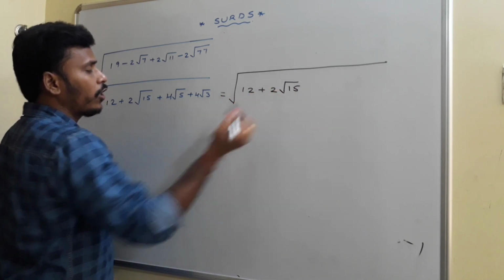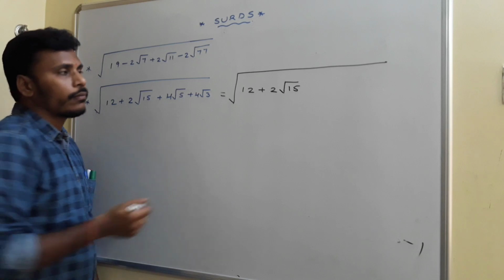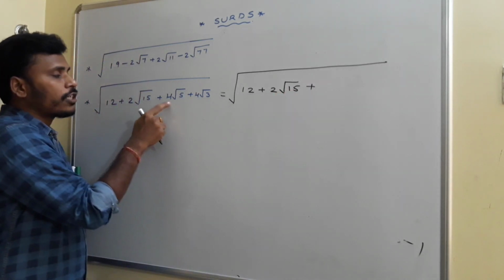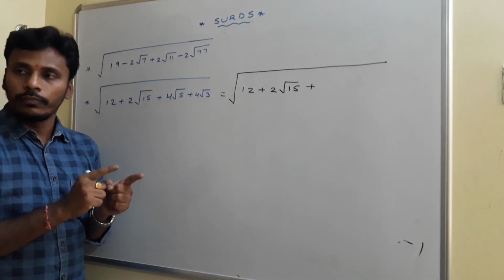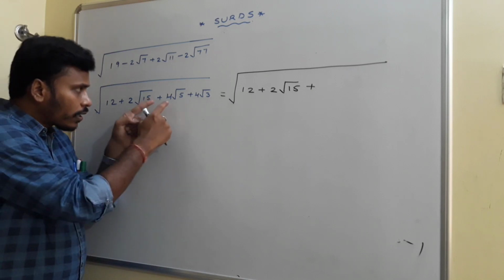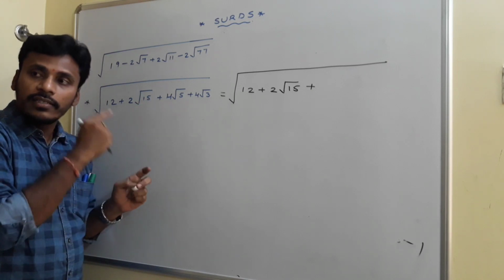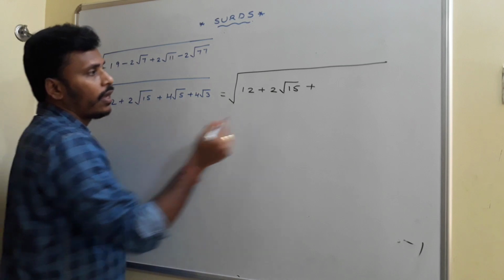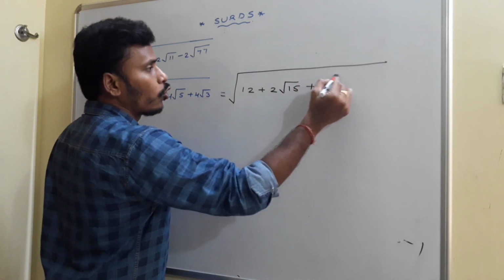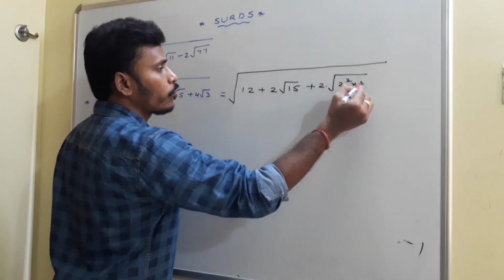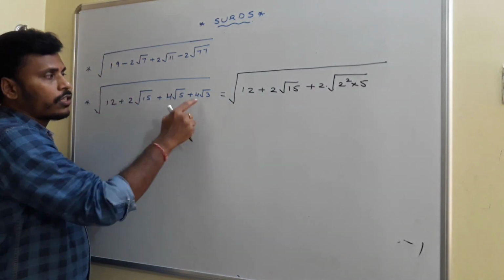Since I need to just keep it like that. But since I need to, you just split this 4 as 2 into 2, right? Use one 2 outside the root and then send one 2 inside this irrational part. Then it becomes 2 into root of, if 2 goes in, it becomes 2 square into 5. Now this is 4 into 3.